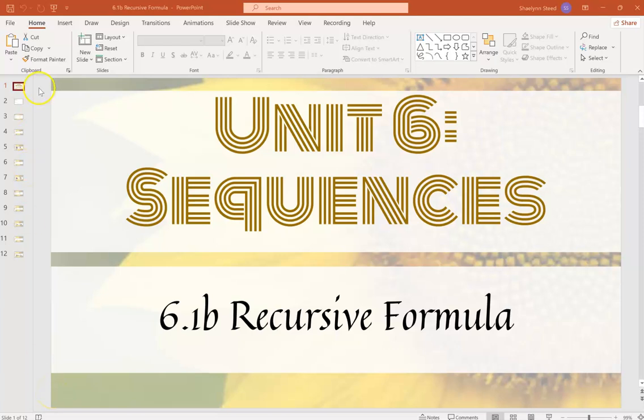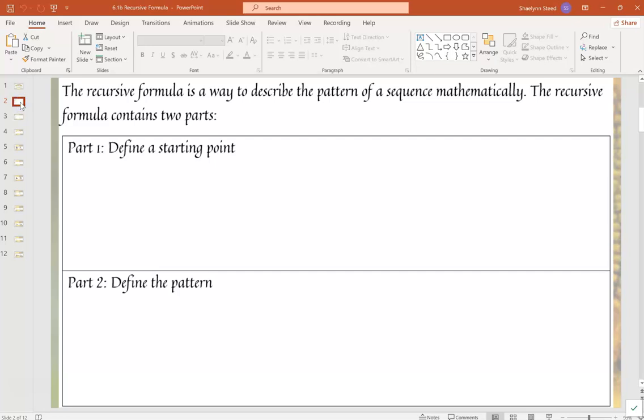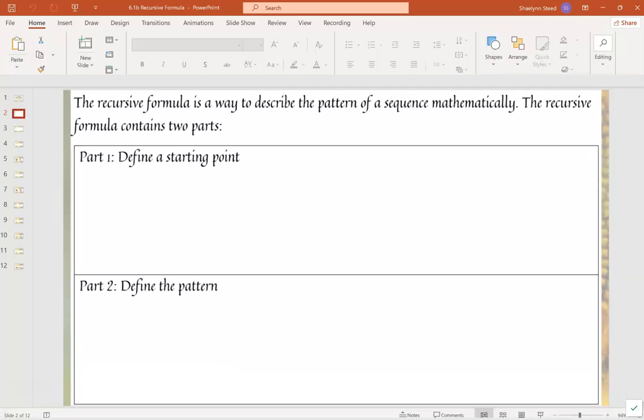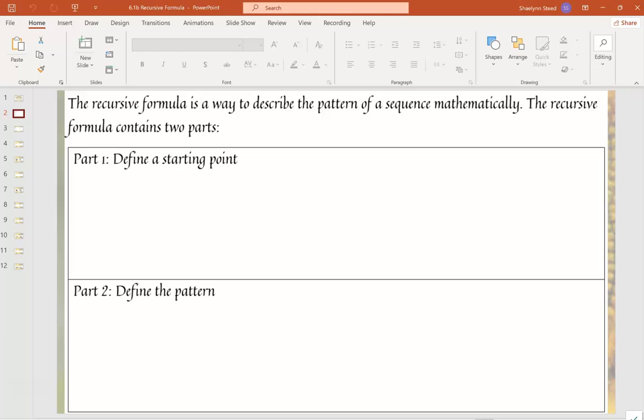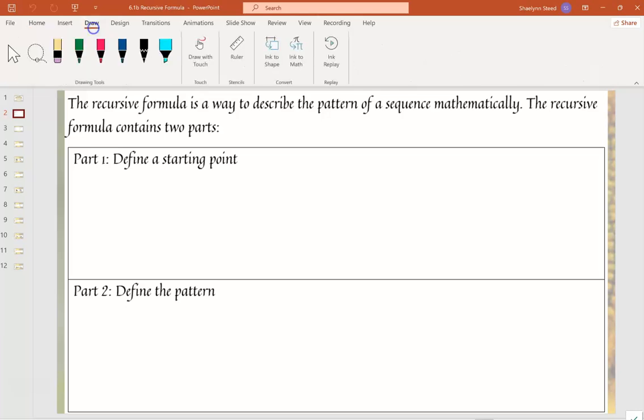All right, so today we are talking about recursive formula. The recursive formula really is defined by two different parts. The first part is you need to define where you're starting in the pattern. You could be starting on the first term, the third term, you just need to define how to start.